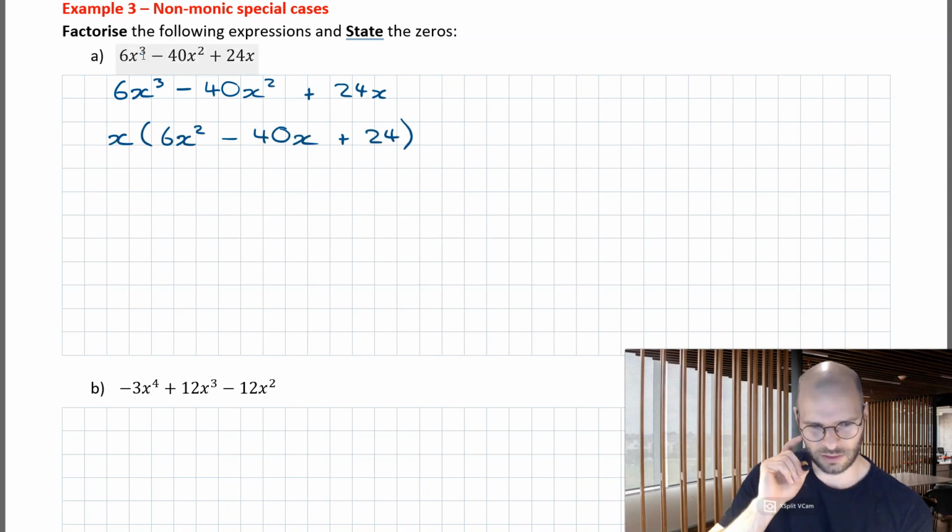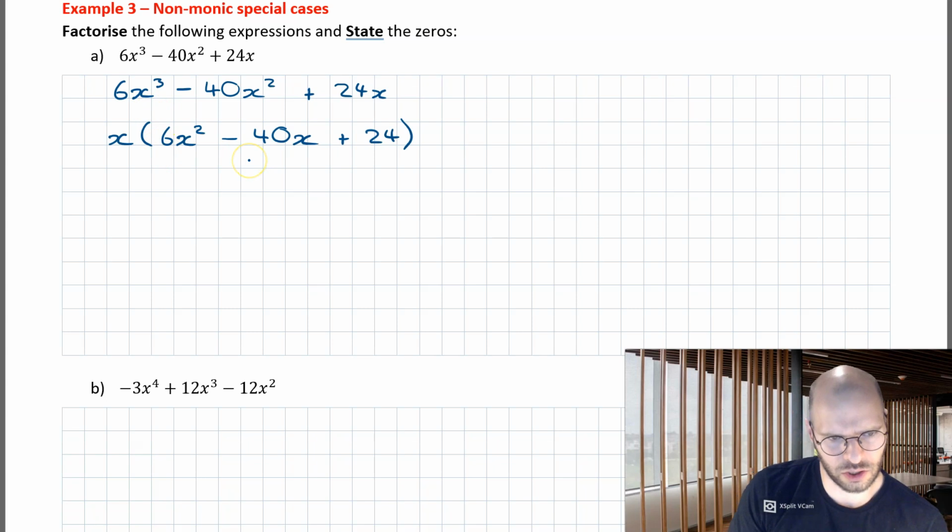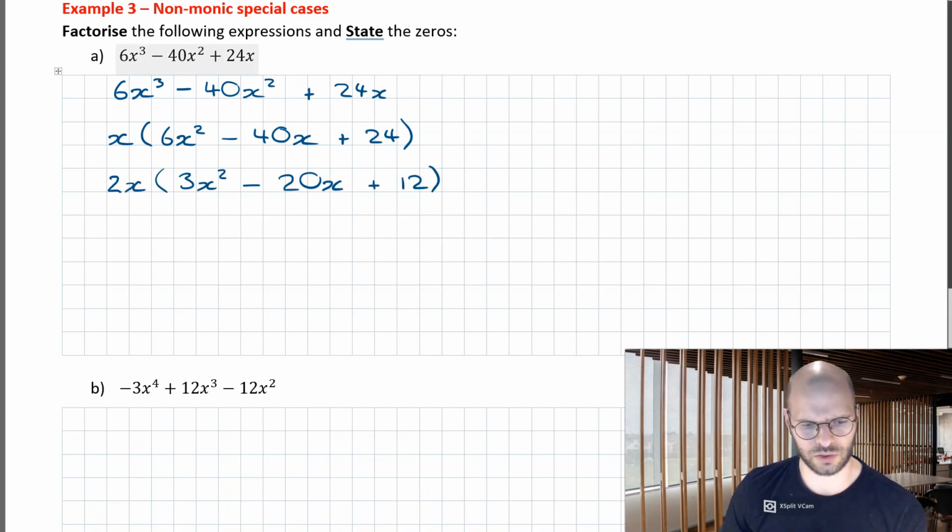And all of a sudden inside the brackets we can see that we now have a trinomial expression. Next I can see that looking at this we have a common factor of 2, so I'll go ahead and take that out as well. And this makes the numbers that we're working with in this question a little bit easier. Now the next step is we want to factorize this.